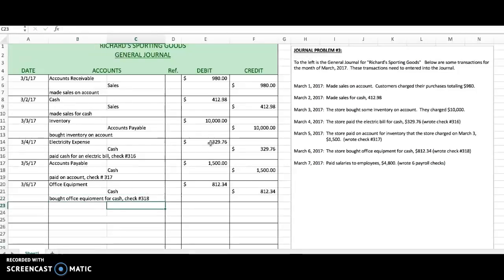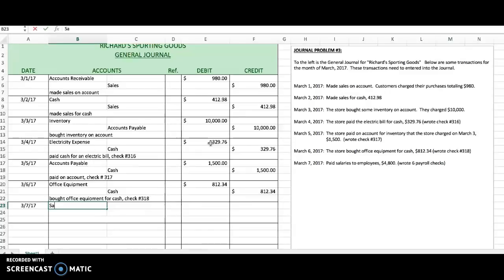Okay, last one. March 7. Okay, this is kind of a new one. We haven't had this one before. Paid salaries to employees. Salaries is an expense. It's a cost of doing business. We don't gain an asset directly when we pay salaries. We just have to do that. Otherwise, obviously, the employees are not going to stay with us. So it's an expense. It's part of doing business.